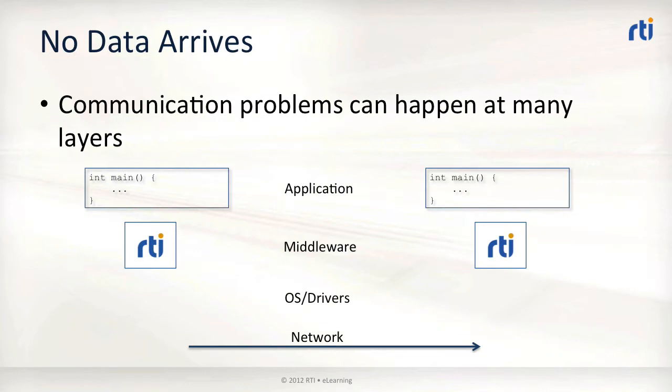So what to do if no data arrives? The first thing to know is that communication problems can happen at many different layers. This could be a problem in your application itself. This could be a problem in the middleware layer, which is where RTI Connext sits. It could be a problem at the level of the operating system or drivers, or it could be an actual network problem. And so debugging what the real problem is can take multiple steps.